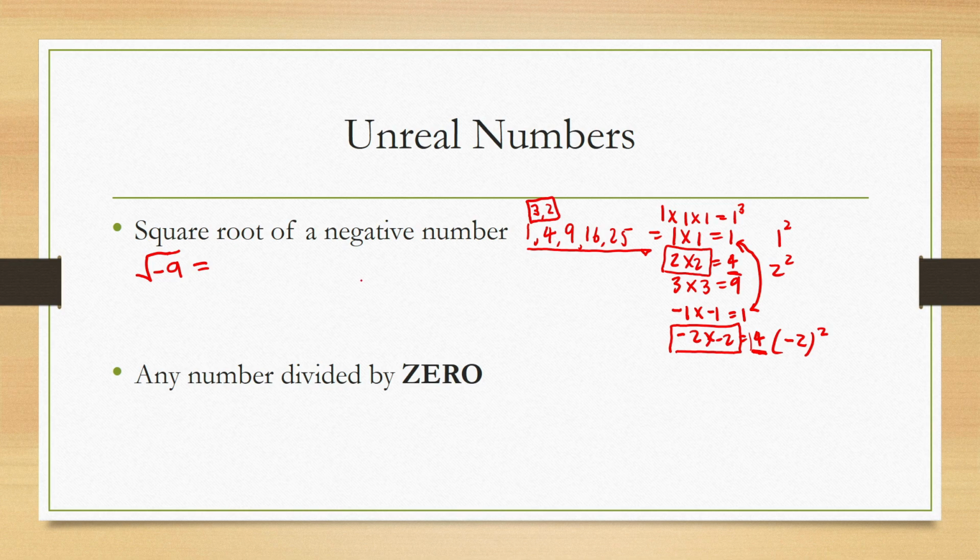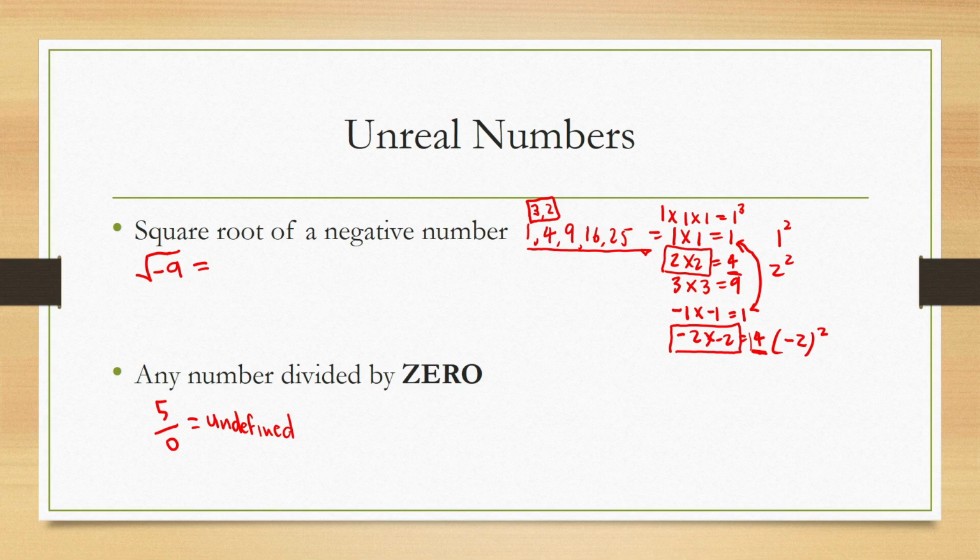So in other words, if you're trying to say 5 divided by 0, this will always give you an error, or what we call undefined. So any number divided by 0, again, is an unreal number. So guys, don't forget, there are 2 types of numbers that we call unreal numbers. Number 1, a square root of a negative number, and any number divided by 0.